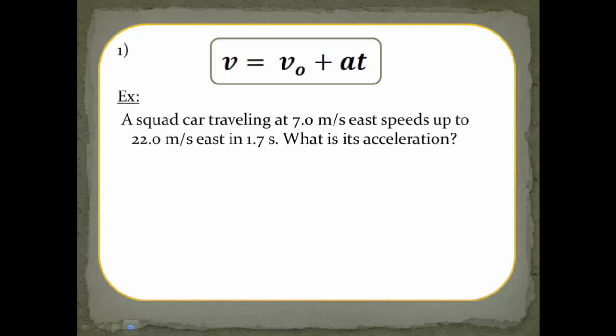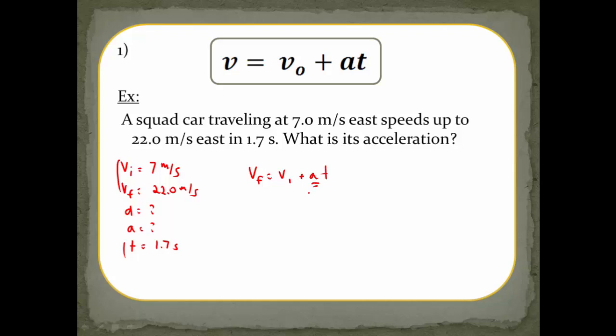So as I said, let's always write down what we know. Our initial velocity is 7 meters per second. Our final velocity is 22 meters per second. Do we have a distance? No. Do we have an acceleration? No. Do we have a time? Yes, we do. It's 1.7 seconds. Now you have to ask yourself, do we need distance to find acceleration? In this case, no, we don't, because we have our velocities and our time. We can use vf equals vi plus at, and we're going to solve for acceleration.